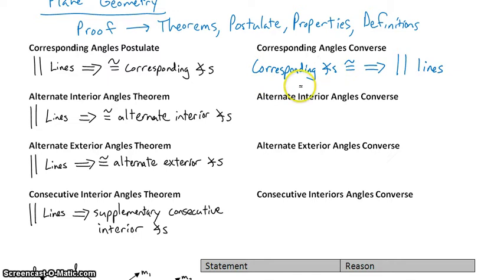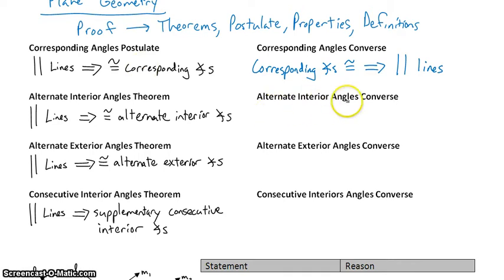Be careful, not all corresponding angles are congruent. If they are, then my lines are parallel. That's the corresponding angles converse. If I look at the original postulate, I'm starting with my lines being parallel. I know that the lines are parallel and concluding that the angles are congruent.